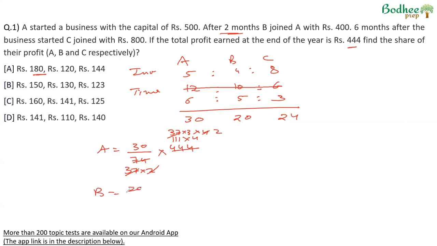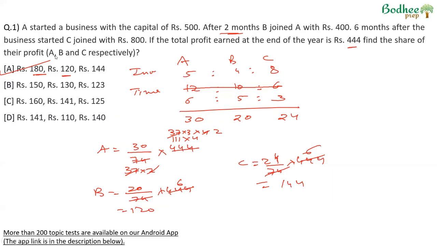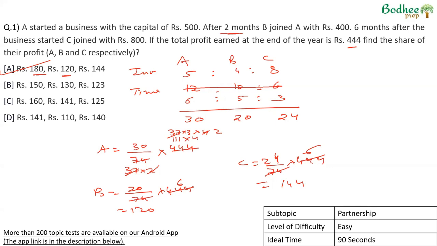B will be 20 upon 74 into 444, which will again be 6 times. So 6 into 20, 120 will be the share of B. C will be similarly 24 upon 74 into 444, which will be 24 into 6, which will be 144. Hence, option A becomes the answer. As you can see, it's a pretty straightforward question, simple numbers, and therefore this would be an easy question which should be attempted in the examination. If you're attempting the question outright and not trying to explain it, it should not take more than 90 seconds to solve.